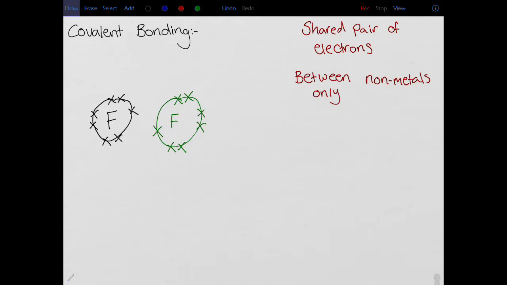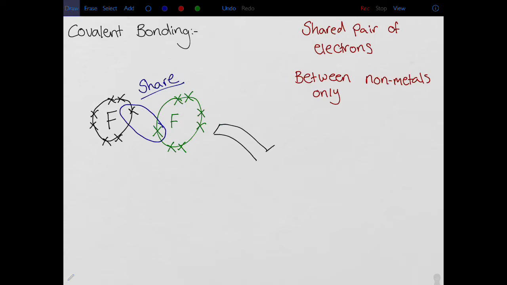Now at this point we're probably wondering what these two fluorine atoms can do. They can't gain or lose an electron, but they can share this pair here. This is where the co in covalent comes from, because they're co-operating, they're sharing a pair of electrons.